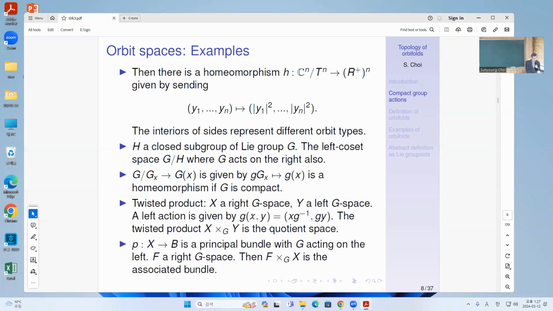In general, if you have X going to B, a principal bundle with G acting on the left, and F is a right G-space, then the twisted product F times_G X is an associated bundle. Again, this is what you call the twisted product. This is an example of a twisted product, and it will again be a fiber bundle over B with fibers homeomorphic to F. Okay, so that's the basic example of orbit space.